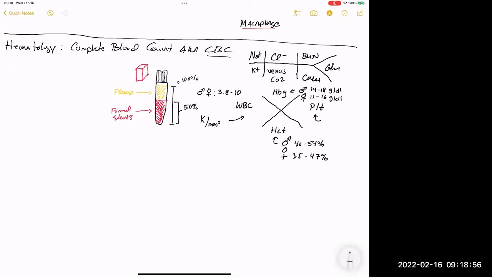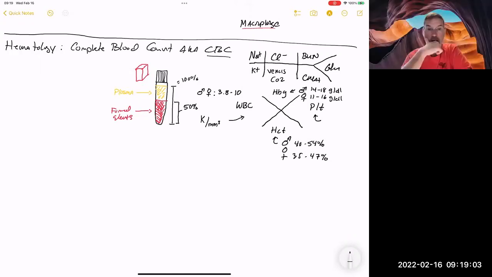Isn't it 1,000 or 1,500? It's an order of magnitude. So yeah, the low end is 150,000. So it's 150,000 to 450,000 cells per cubic millimeter, right? So there are a whole bunch of platelets.